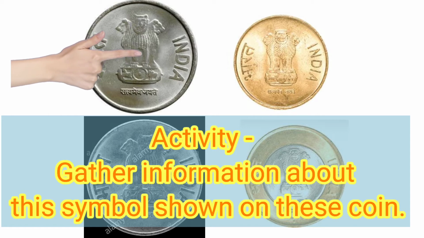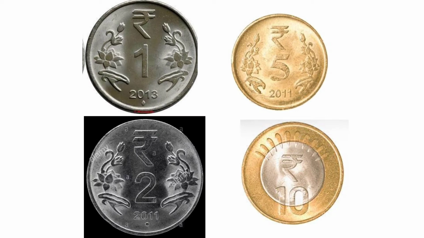Now my dear children, look at all these 4 coins, like 1 rupee coin, 2 rupees, 5 rupees and 10 rupees. What number is written on this coin? 1, 2, 5 and 10. So that is the value of this coin. Like, the value of 1 rupee coin is rupees 1. The value of this coin is rupees 2. Same it goes with other coins.